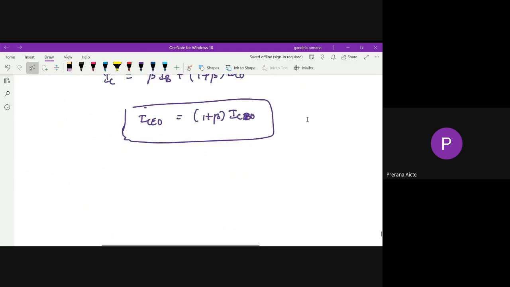So we have to be observed. CE configuration has more current, so it has thermal problem, stability problem. To avoid that stability problem, we use biasing techniques. Okay. So in CB configuration, what is the advantage of CB configuration? Thermally stable. CB is thermally stable.